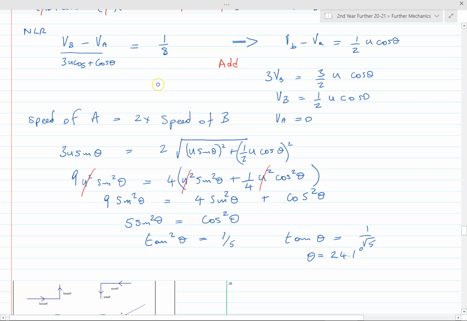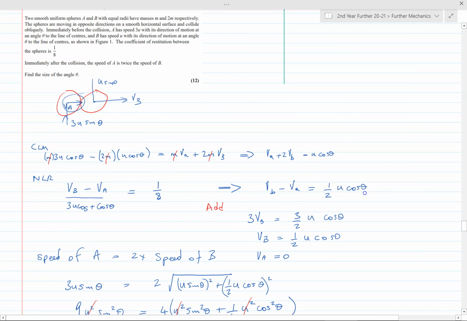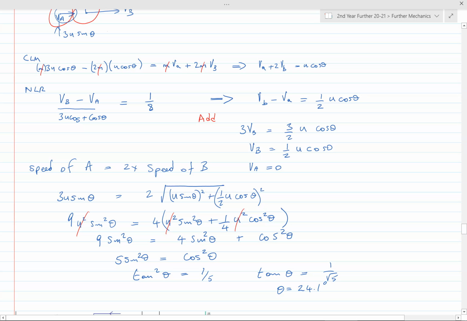Nice. I wouldn't say easy, but relatively routine at this level, 12 marks in an oblique collisions type question. Okay, hope you found that helpful.